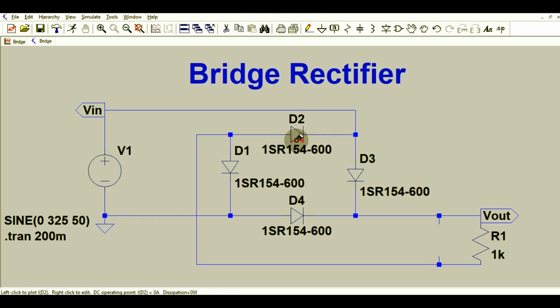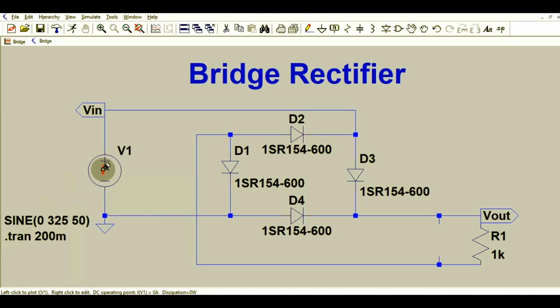Before I show you the waveform, generally in real time application we use the diode 1N4007, but this model is not available in the LTSpice, so I used this part number 1SR154-600. So in the practical scenario, you can use 1N4007. Generally we use 1N4007, right?